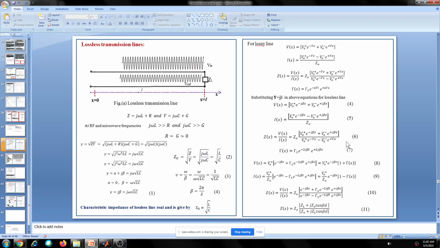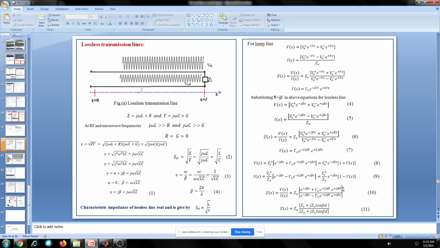Okay, so from here, under Z of x, there also there is a gamma. We have to replace that by j beta, and you will get this equation. These are the expressions for voltage, current and impedance over a lossless line. Only the thing is gamma is replaced by j beta.